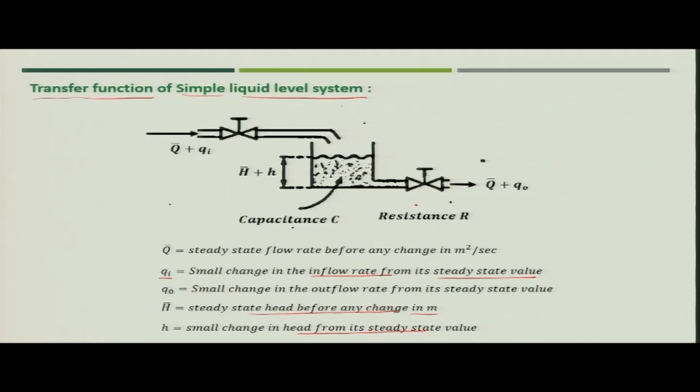The outlet, which you can control, will have some resistance R. So, when you increase the inflow rate, you equivalently change the small outflow rate also. Suppose this is Q naught, so you will have a change in inflow as well as a change in outflow, which is causing a change in the capacitance of the tank.